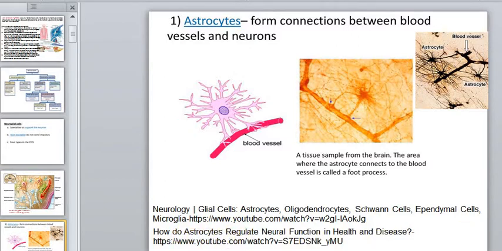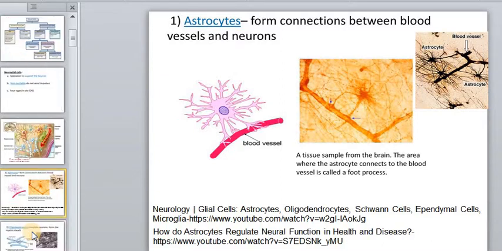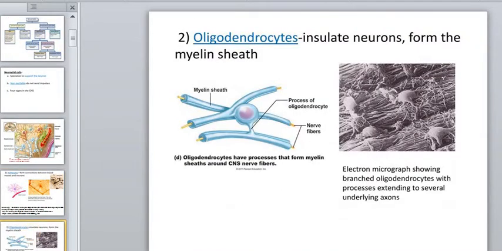Next cells from glia are oligodendrocytes, which are also in the central nerve system, and lay down lipid-rich wrappings called myelin around some fibers, but not all. Especially around axons.